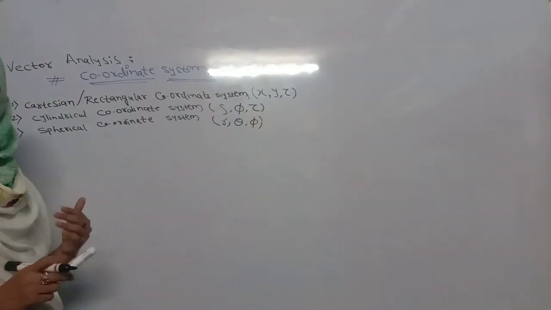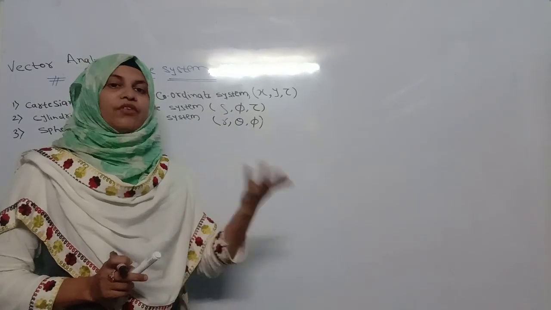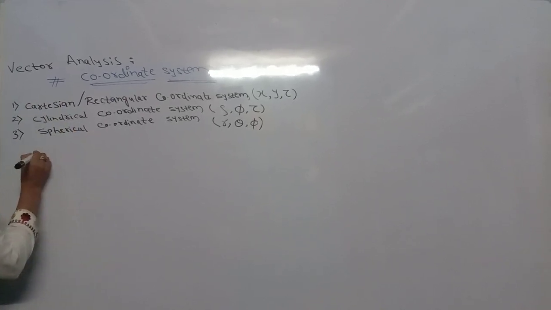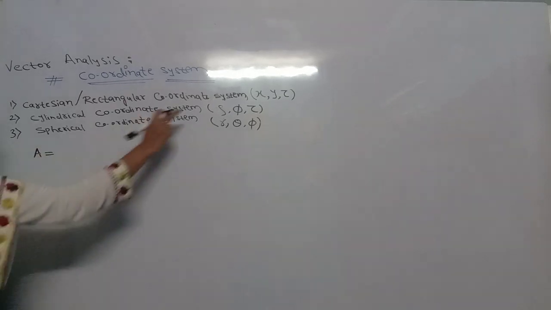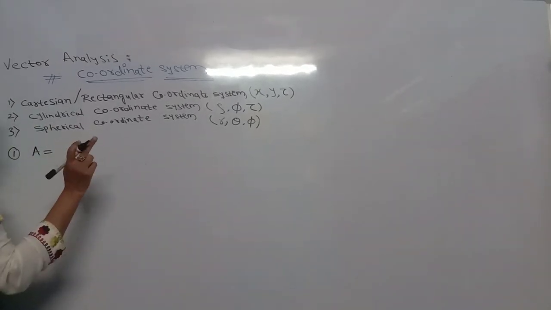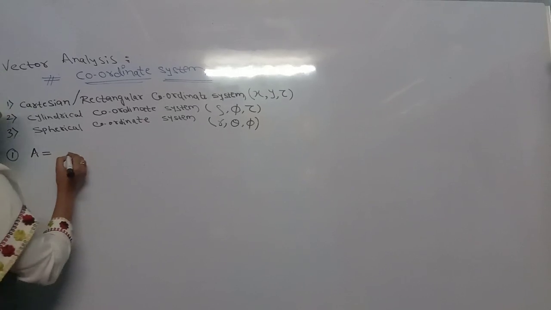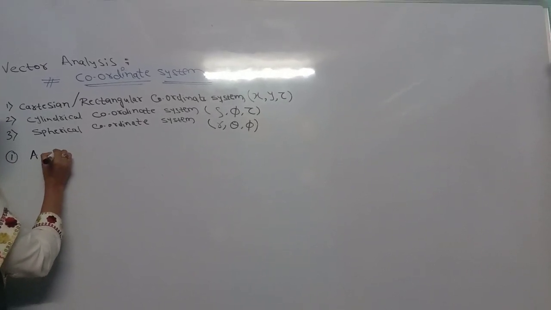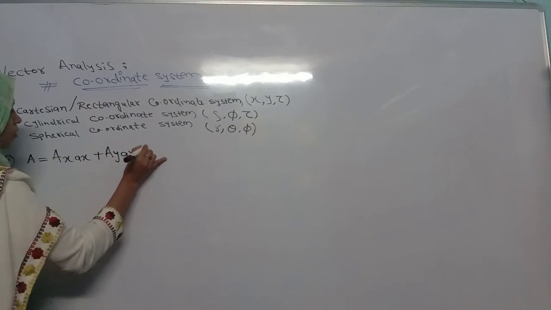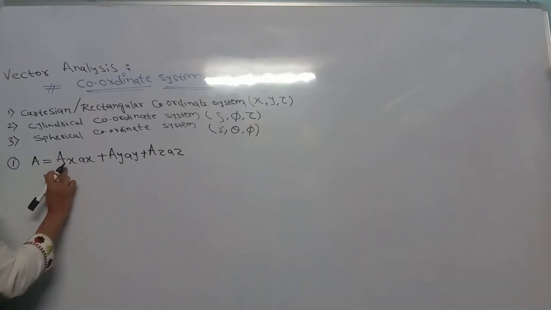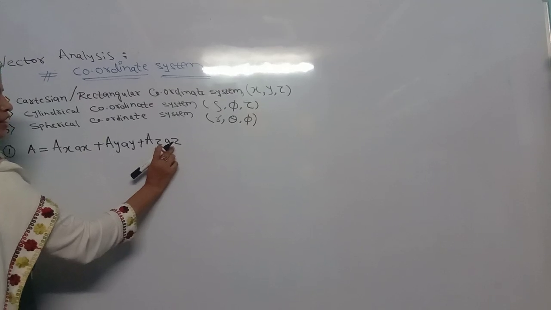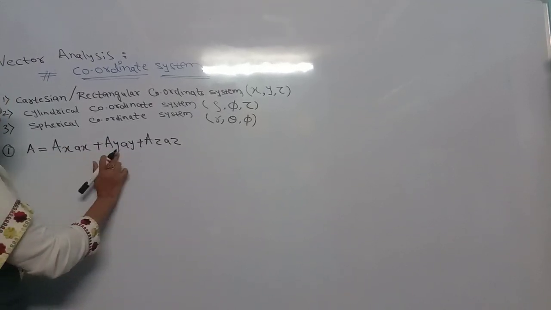But the question is how we can write these coordinate systems in vector form. That is important. Assume A is my vector, and I am writing it for the Cartesian coordinate system, the first case. In a vector I have already told you three things are important: x, y and z. So Ax is the magnitude, ax is the direction, Ay is the magnitude, ay is the direction, Az is the magnitude, and az is the direction. So we are covering the x, the y and the z.